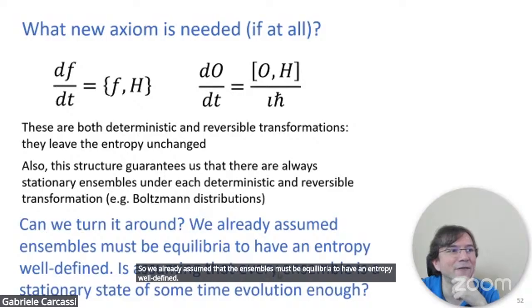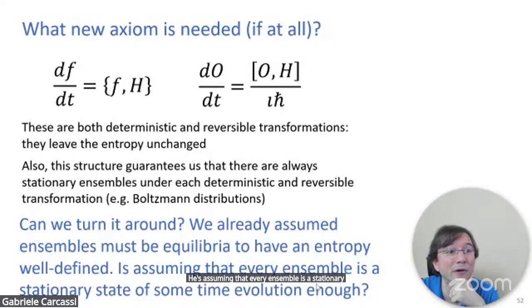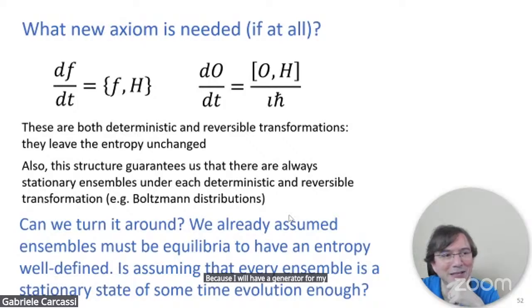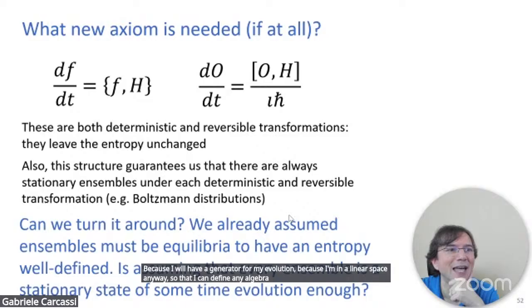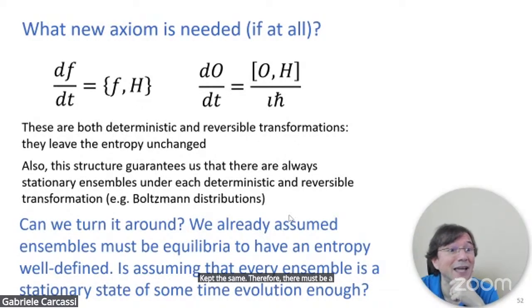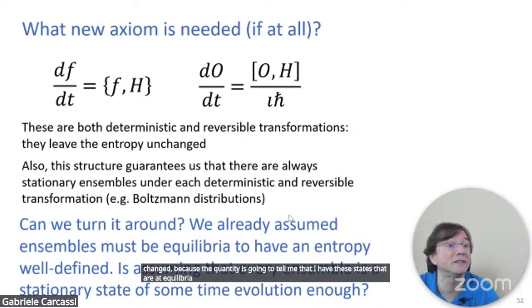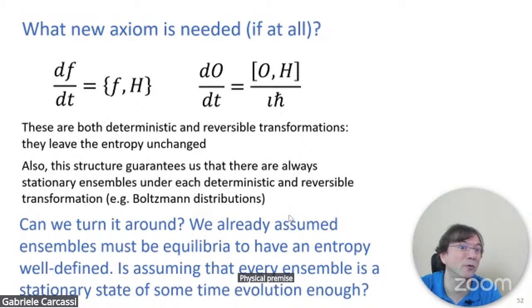He's assuming that every ensemble is a stationary state of some type of evolution, enough to say that there must be this structure, because I will have a generator for my evolution, because I'm in a linear space anyway, so I can define a Lie algebra like that. And then I want to say every state must be kept the same. Therefore, there must be a quantity whose average cannot be changed, because that quantity is going to tell me that I have these states that are equilibria. And therefore, maybe there is a way to recover this from a more conceptual physical premise that is compatible with all the things that we already said.